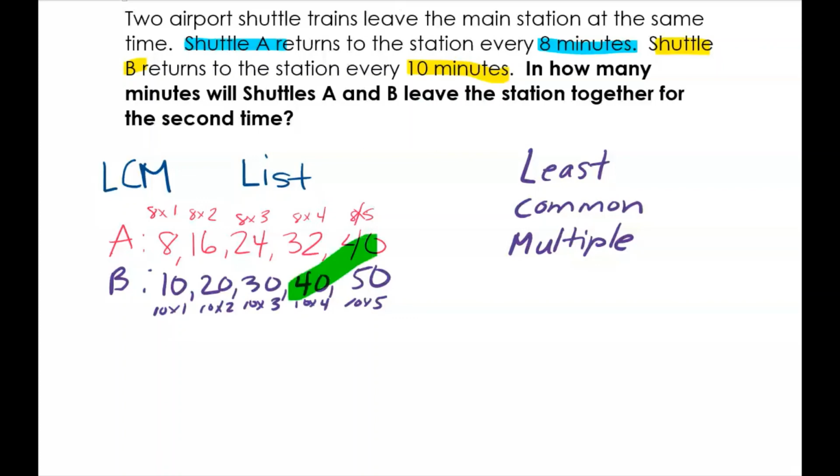So it asked, in how many minutes will shuttles A and B leave the station together for the second time? In 40 minutes, both shuttles will leave the station together.